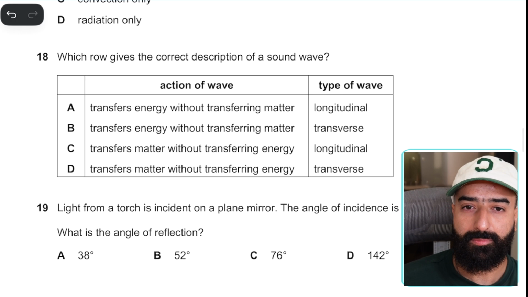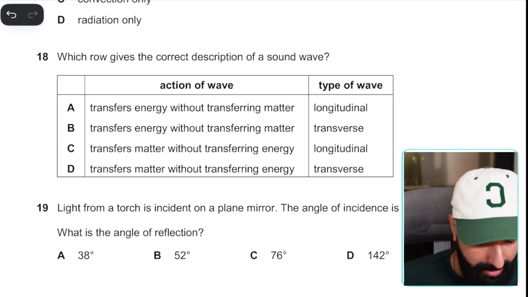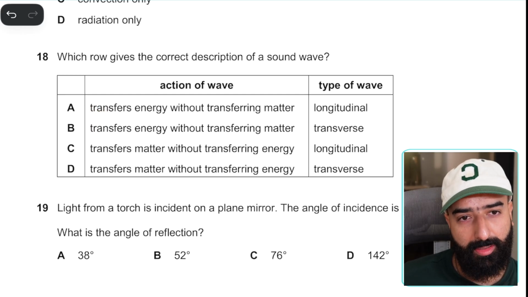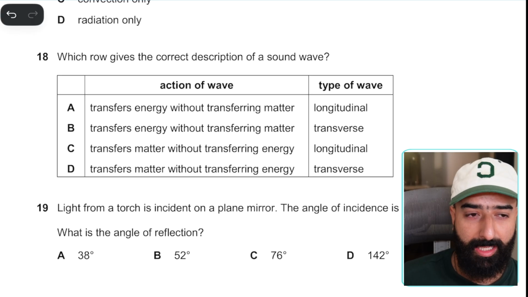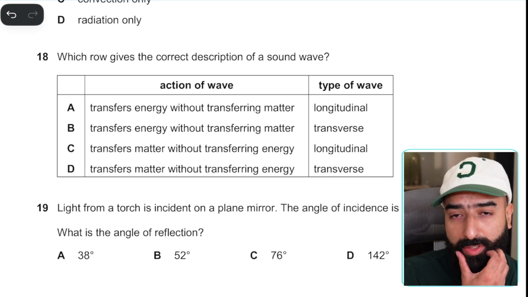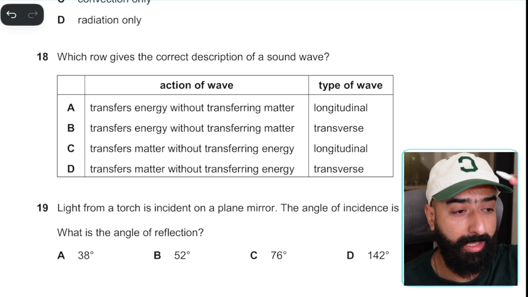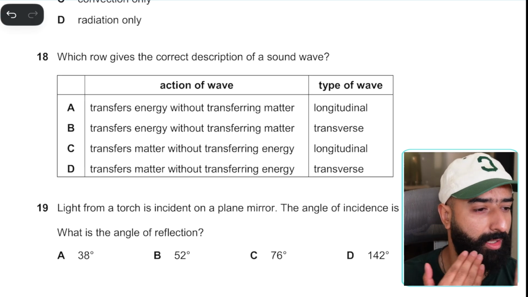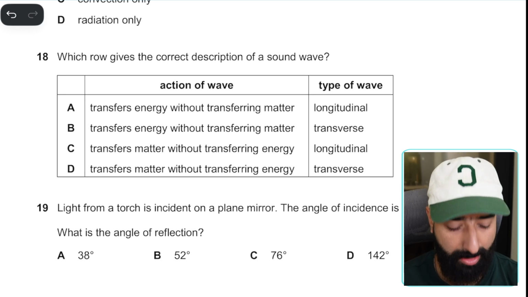Okay. Which row gives the correct description of a sound wave? Well, it does transfer energy without transferring matter. That's true for every kind of wave. Is it longitudinal or transverse? It's a longitudinal wave. Transverse goes up and down. Sound, as I speak, the particles of air vibrate back and forth. That's longitudinal.